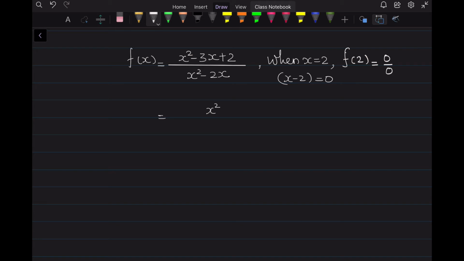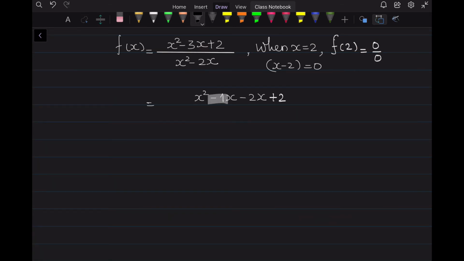So let's see quickly. I can write this minus 3x as minus x minus 2x, and then we have this plus 2. You can see that minus 1x plus minus 2x is equal to minus 3x, and minus 1 times minus 2 is plus 2, which is the same as the product of the coefficient of x squared, which is 1, and the constant term, which is plus 2.